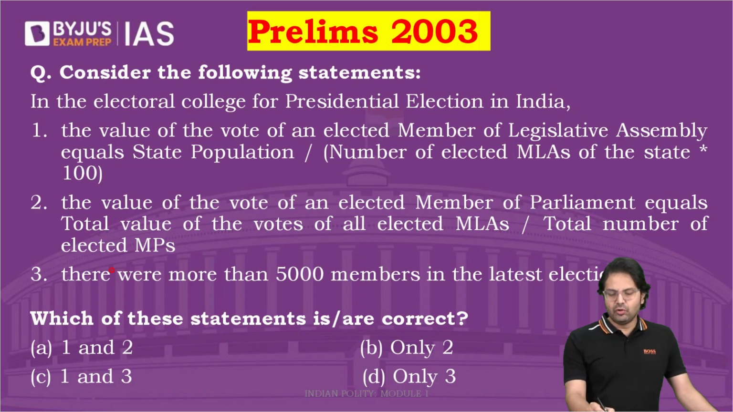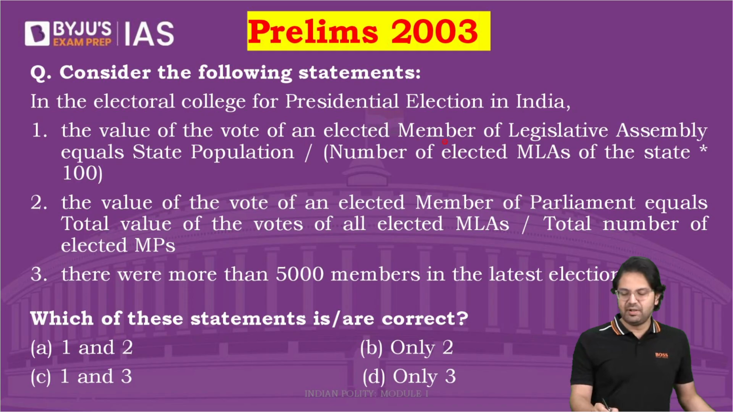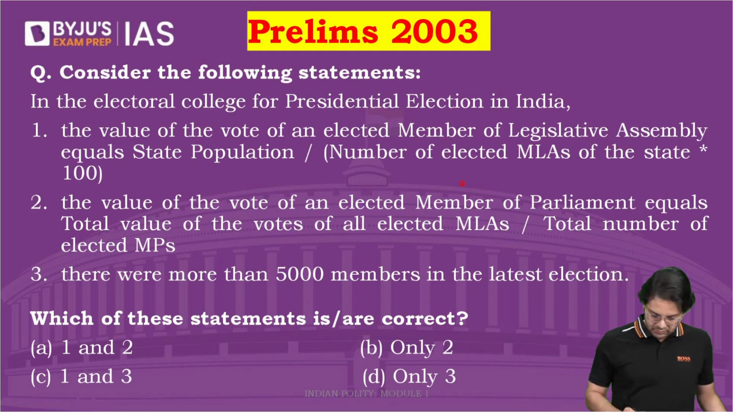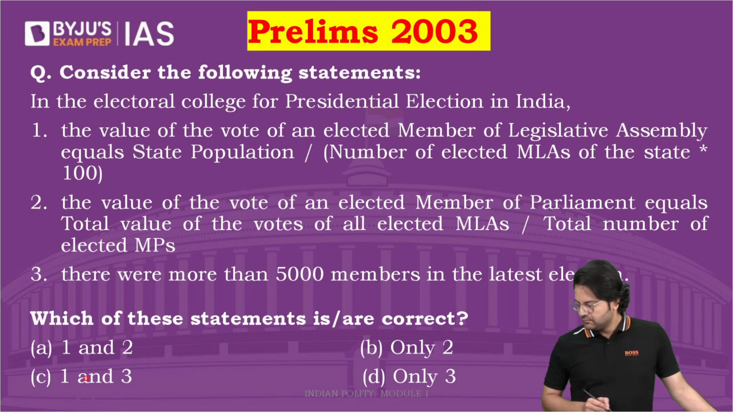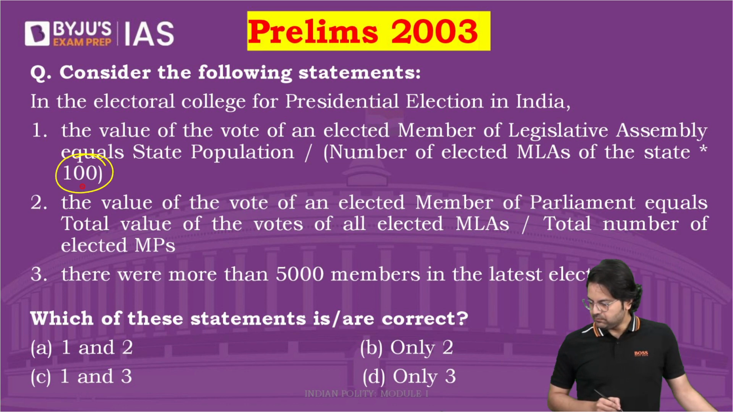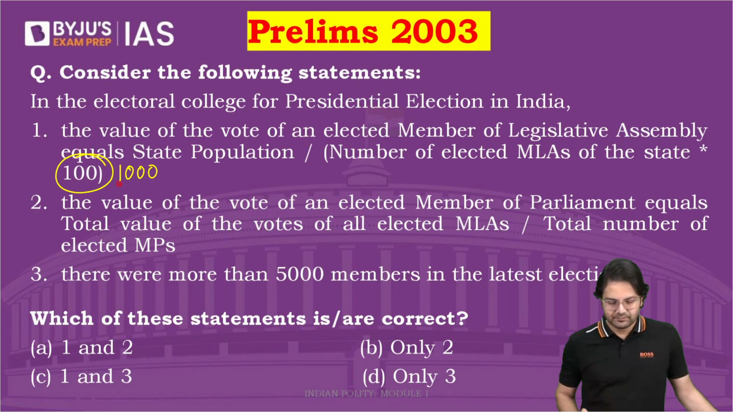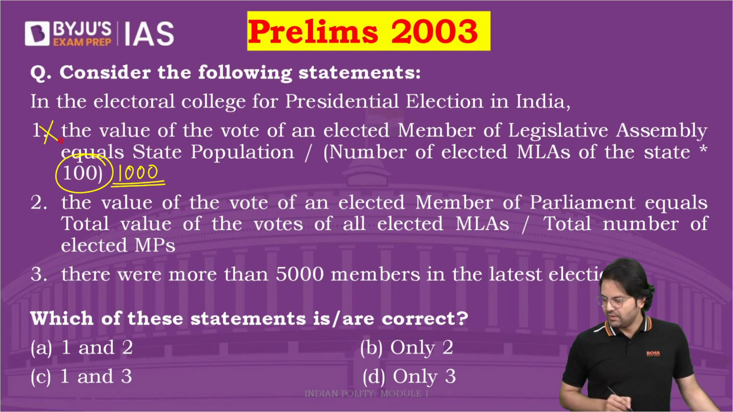The value of vote of an elected member of the assembly equals state population upon number of elected MLAs into what? What is this? It should be how much? 1000. One is wrong. These two are wrong. Right? So it's either 2 or 3.